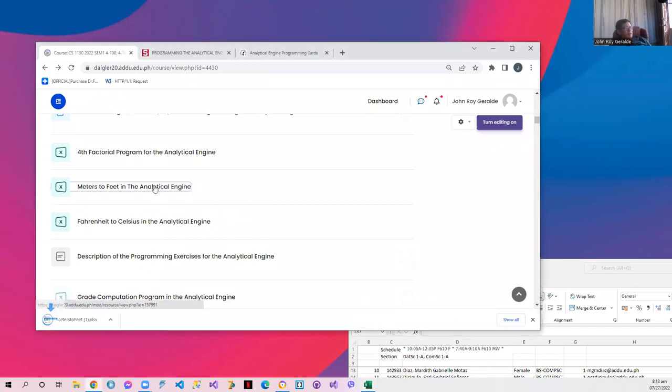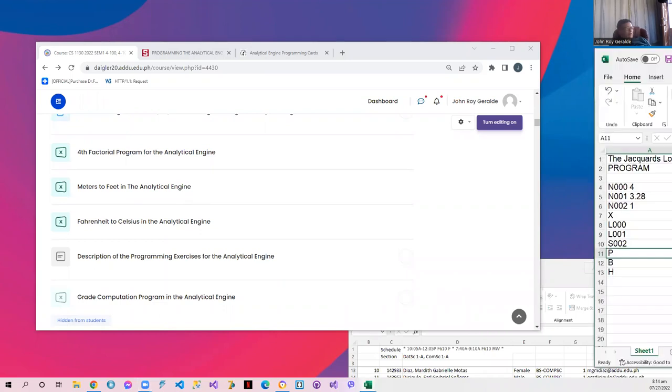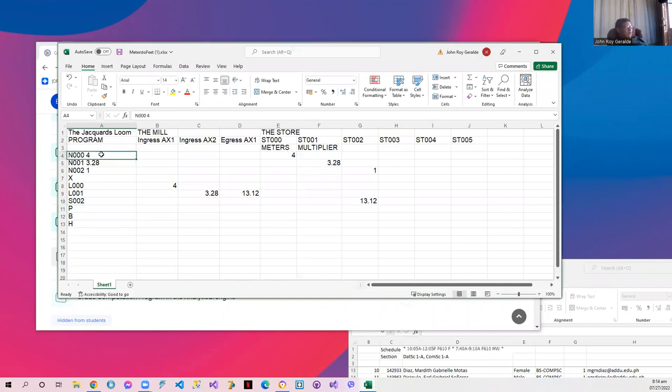Okay, meters to feet. How do you convert meters to feet? You multiply the meters value by how much? 3.28. No? Because 1 meter is equivalent to 3.28. Here's the simple formula. We are converting 4 meters to feet, setting it to the variable 0. And the multiplier is 3.28. And our resulting variable is in 002. We initialize it with any value. So we just have a times L000 and L001. And the result is 13.12. And we store it in our result variable, and then we do a PBH.